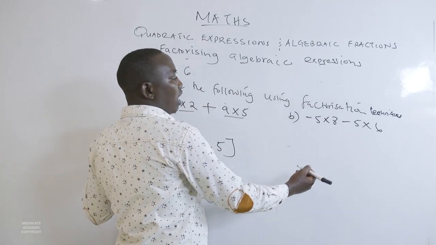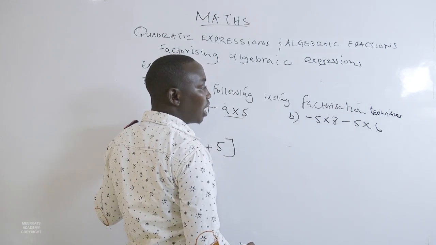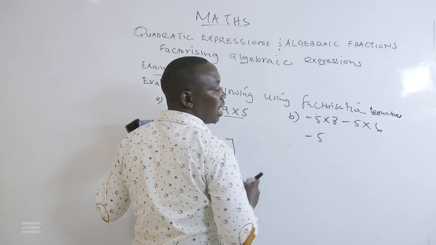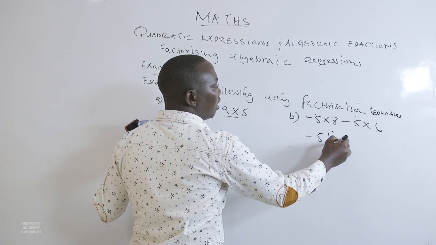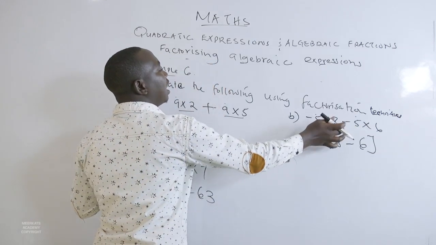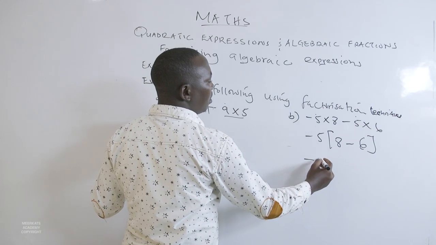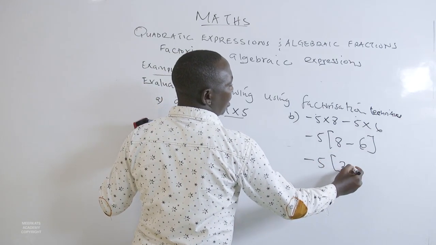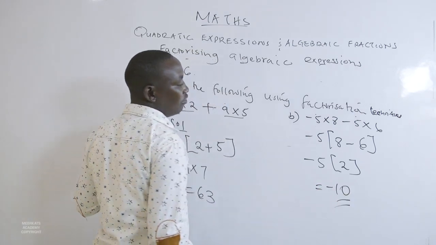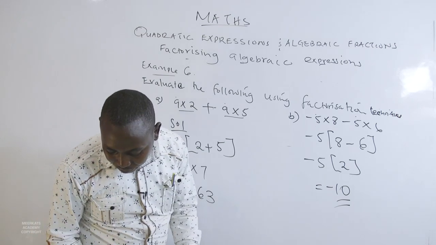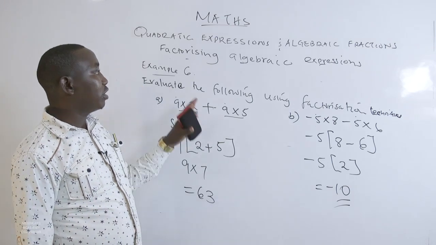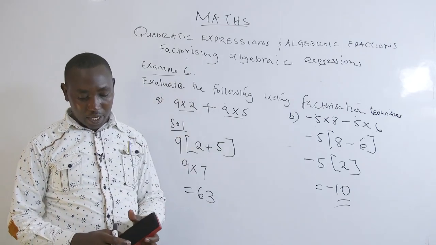Number B, we have negative 5 times 8 subtract negative 5 times 6. Again, you can see that negative 5 is common, hence we can factor it out. That will give us 8 subtract 6, because the sign there is negative. So this will be negative 5 multiplied by 8 minus 6, which is 2, and this will give us negative 10 as the answer. So that is it about how we can factorize algebraic expressions.